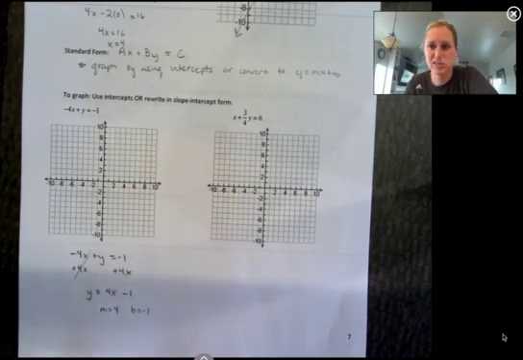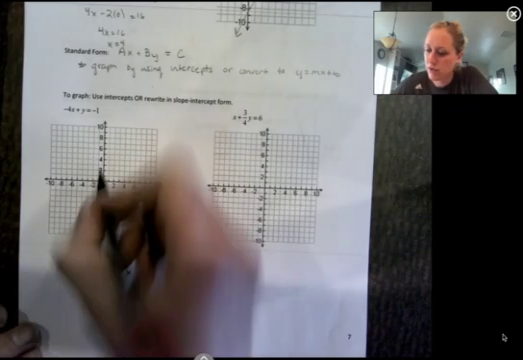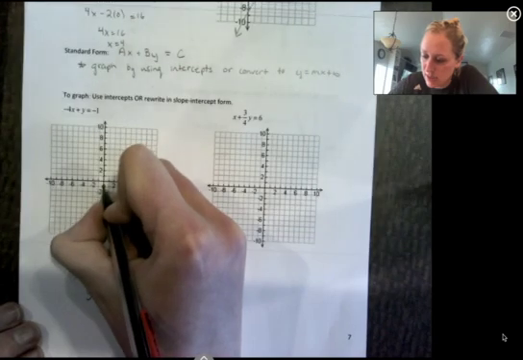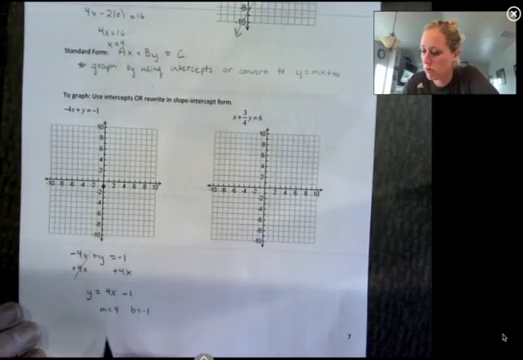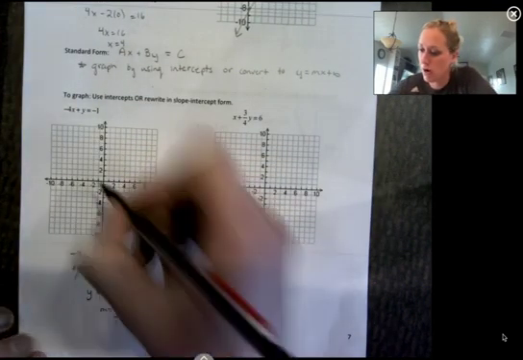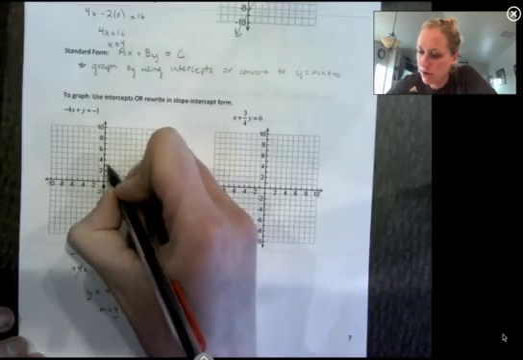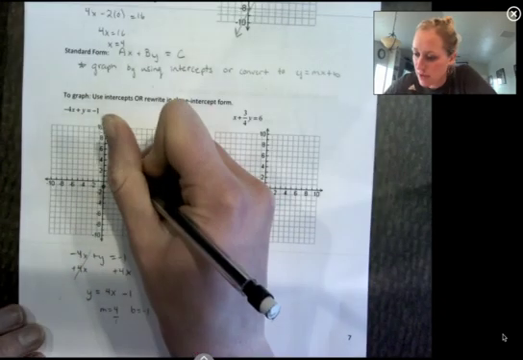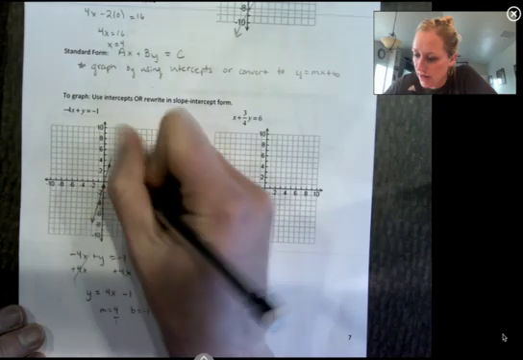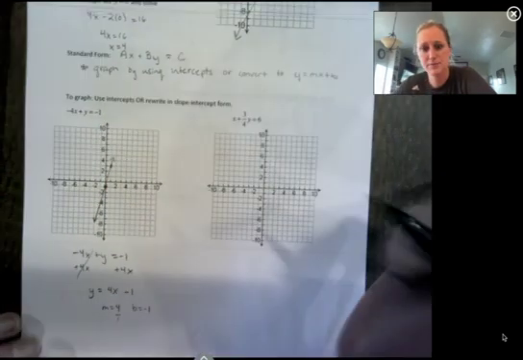Well, now that's pretty simple to graph. Negative 1 on the y-axis, and then my slope is 4 or 4 over 1. So I'm going to go up 4 and over 1 from that point. And so now I have 2 points and a line.